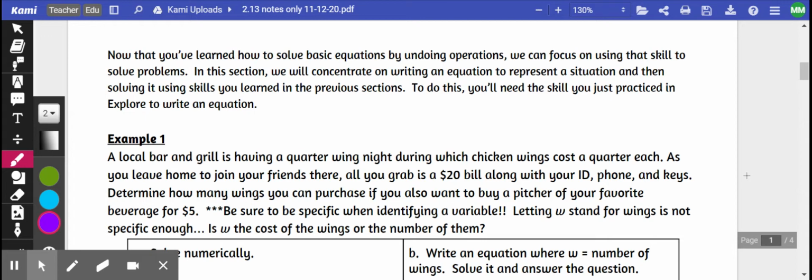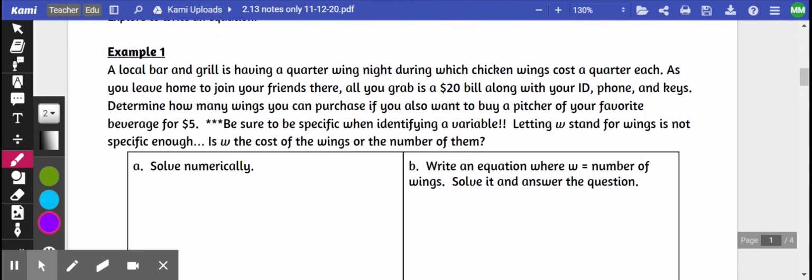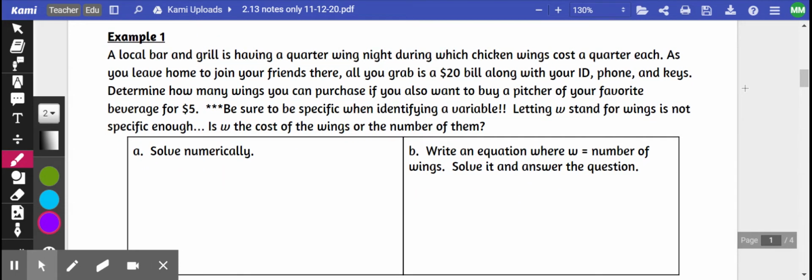So writing an equation to represent a situation and then solve it using skills you learned in the previous sections. So to do this, you'll need the skill you just practiced in the explore problem at the top. I apologize if you guys get hungry during this lesson. This has to do with quarter wing night. So getting wings for a quarter. All right, so let's read our first example, which we will continue using for the next 3 problems.